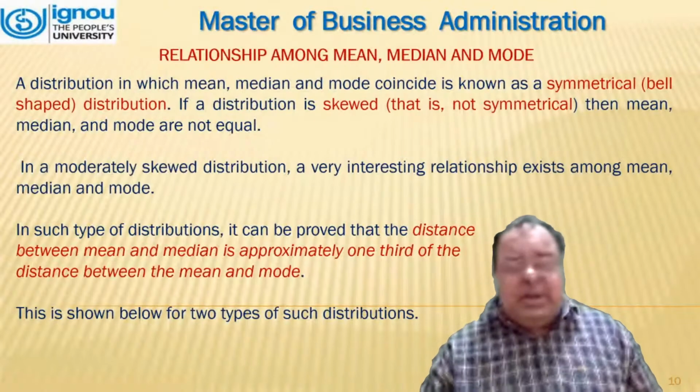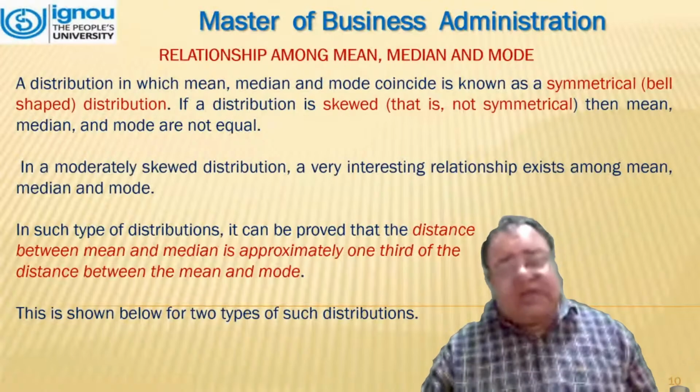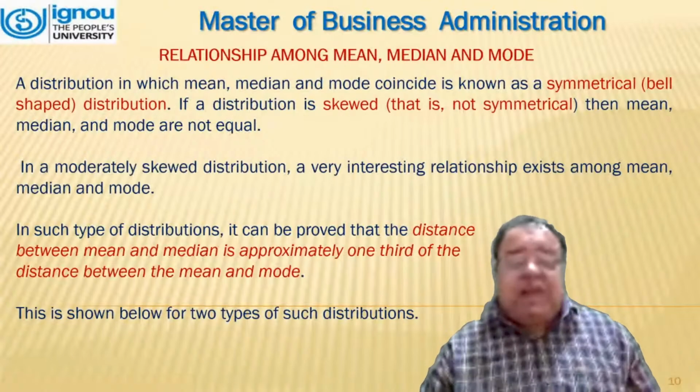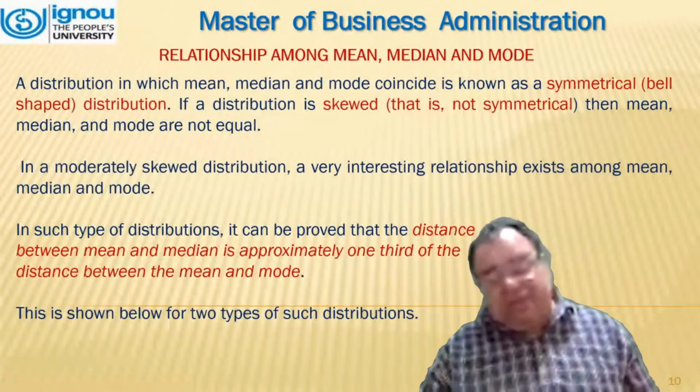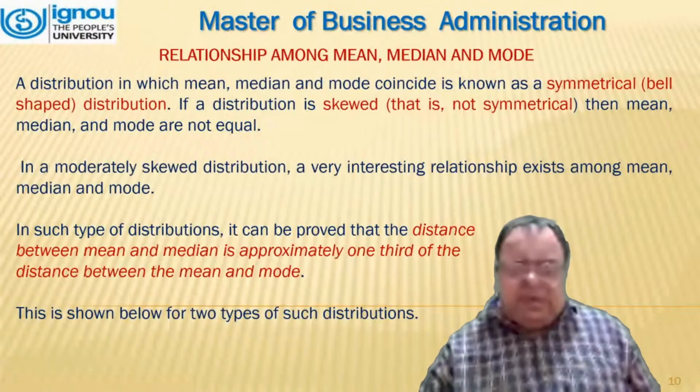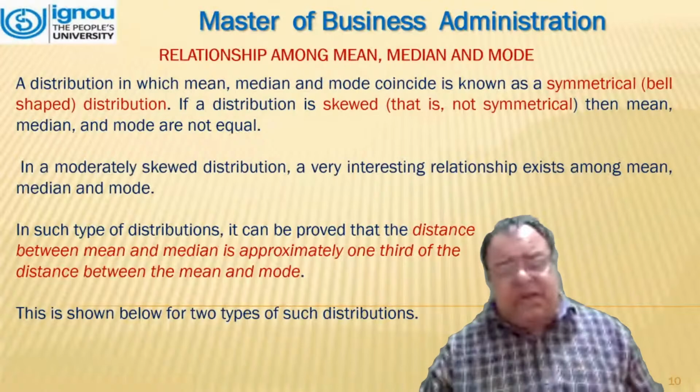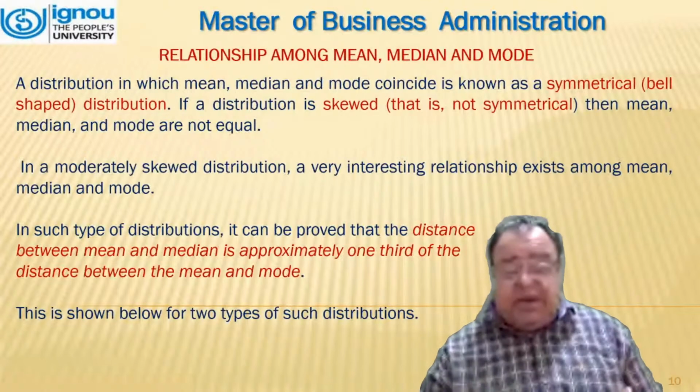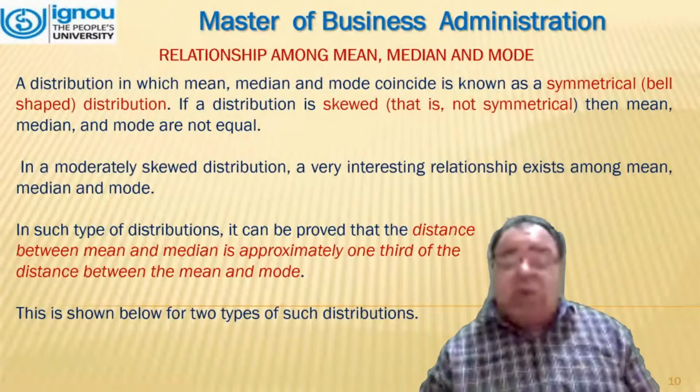In a moderately skewed distribution, a very interesting relationship exists among mean, median, and mode. In such a type of distribution, it can be proved that the distance between mean and median is approximately 1/3 of the distance between the mean and mode. These are the two types of distributions.